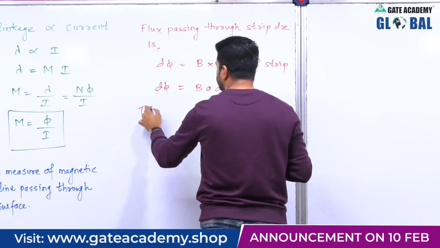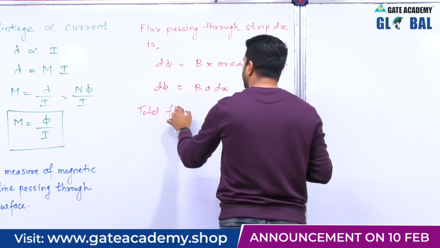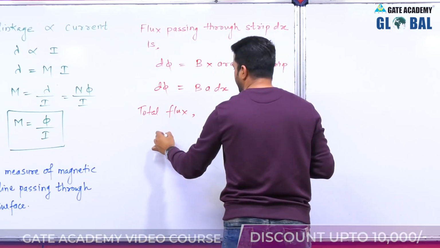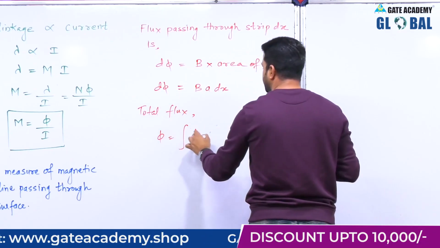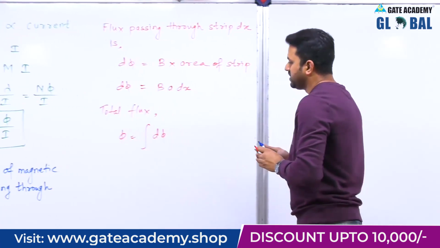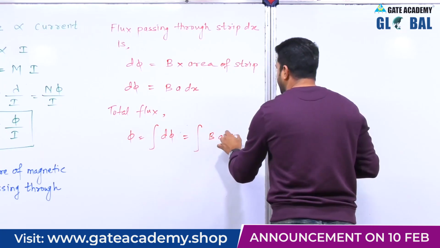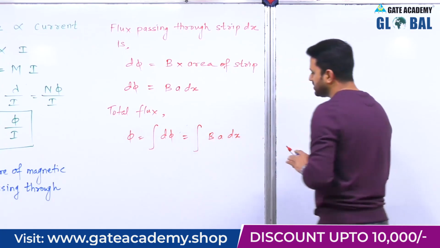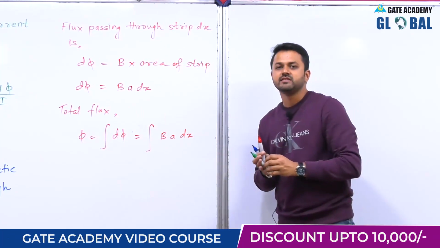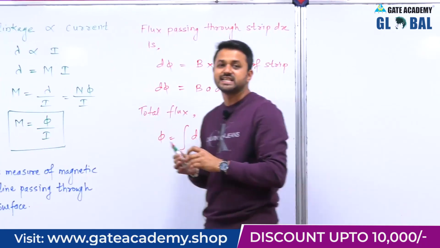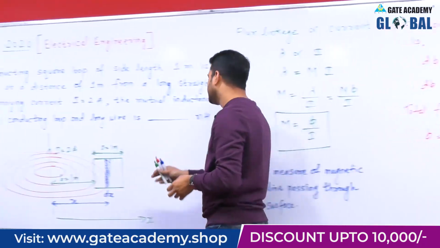Now the total flux is phi equal to integration d phi. Now this will become integration B into a into dx. So now what is the magnetic field? At that particular distance x, what is the magnetic field?